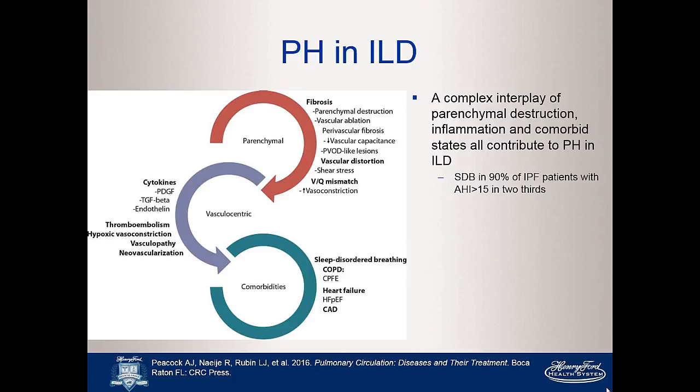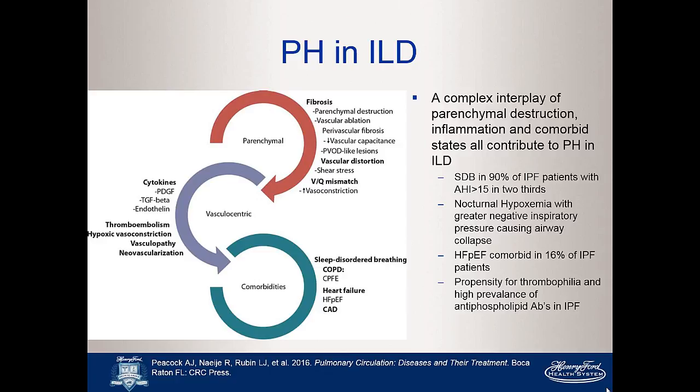There's a lot of comorbidities involved also. We know that sleep disordered breathing occurs in 90% of patients with IPF, and a vast majority of them will have an AHI greater than 15. Looking at nocturnal hypoxemia, these patients have to pull in a greater inspiratory effort. They get hypoxic at night. They have higher pressure swings when they breathe at night. Heart failure with preserved ejection fraction is comorbid in about 16% of patients that have IPF. And IPF patients have a propensity for thrombophilia. They have a high prevalence of antiphospholipid antibodies. Unfortunately, those patients were studied in the ACE trial, and they did worse when they were given Coumadin in the hospital.